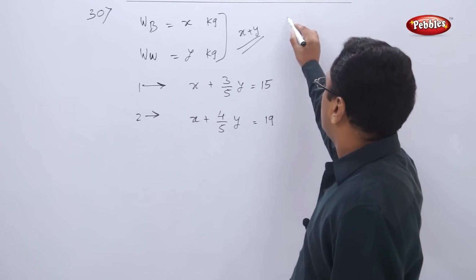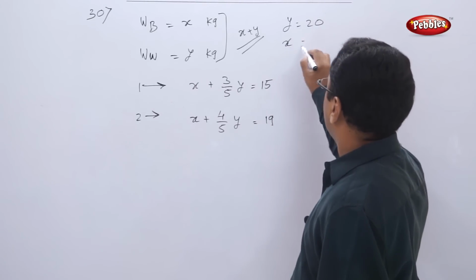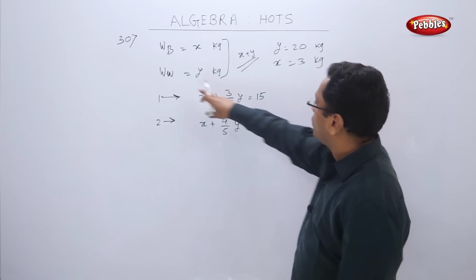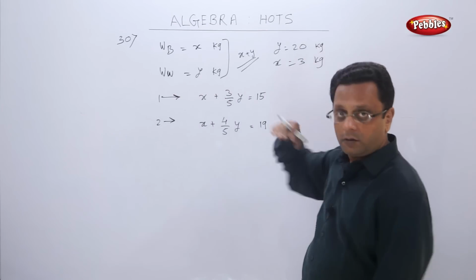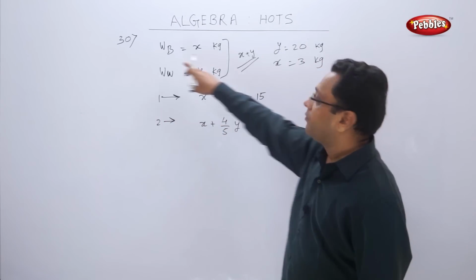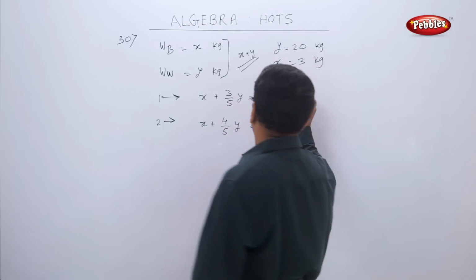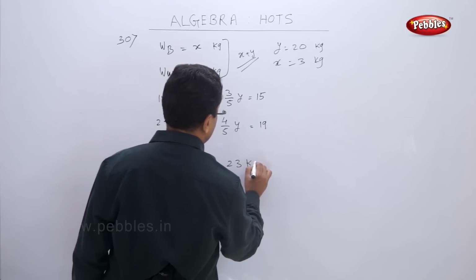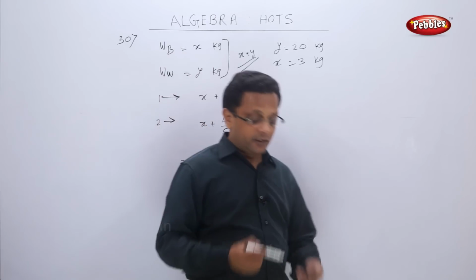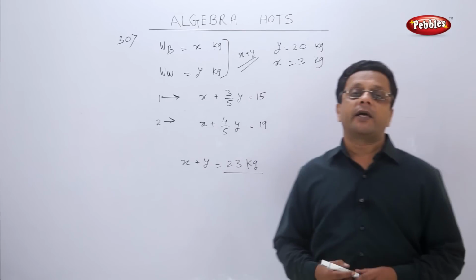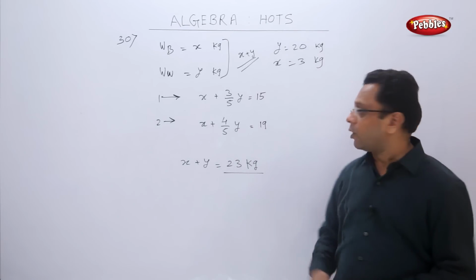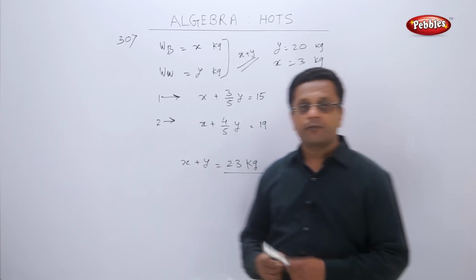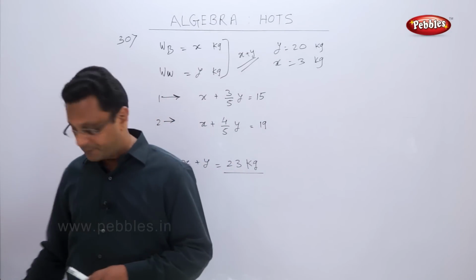Here the answer is y is 20 and x is 3. Don't forget to write kg. So the weight of water at full capacity is 20 kg, and the weight of the bucket is 3 kg. So my final answer is x plus y is equal to 23 kg. Write the answer in a full sentence: the weight of the bucket when it is completely filled with water is 23 kg. Don't forget to write the unit. Let us move to the next example.